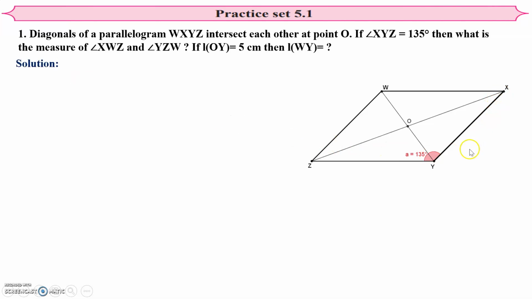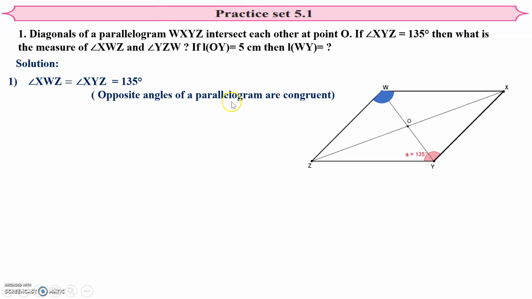Now we know that angle XYZ and angle XWZ are opposite angles. Okay, so if they are opposite angles, they will be equal. So therefore this angle, the blue angle, that is XWZ, will also be 135 degrees. So let's write the steps. Okay, why are they equal? Because opposite angles of a parallelogram are congruent. Therefore, I can say that angle XWZ is equal to 135 degrees.